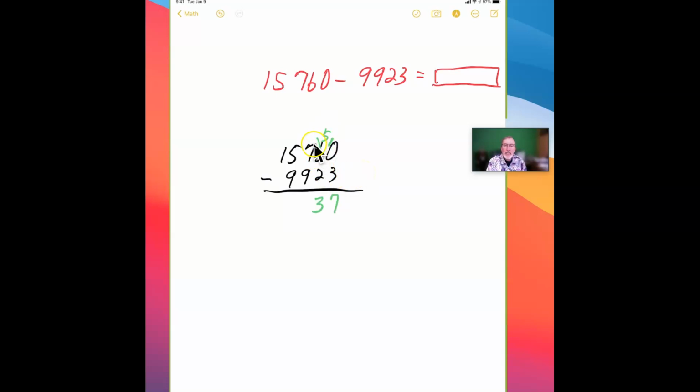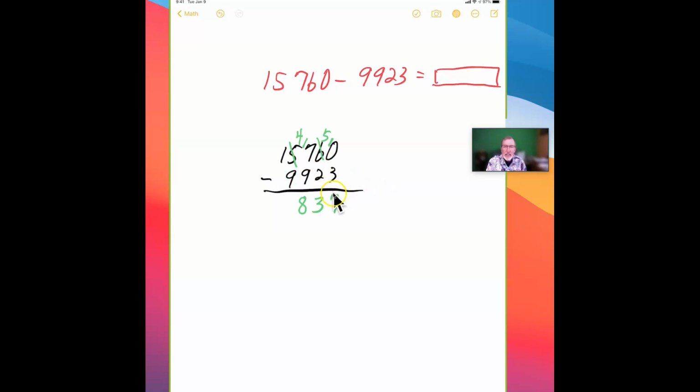And then we run into the same problem. 7 minus 9. 7 is less than 9, so we can't subtract it. So we're going to borrow 1 from the 5. We'll put a line through the 5 and substitute a 4 for that, and add 10 to the 7, making 17. Now we have 17 minus 9, which is 8.